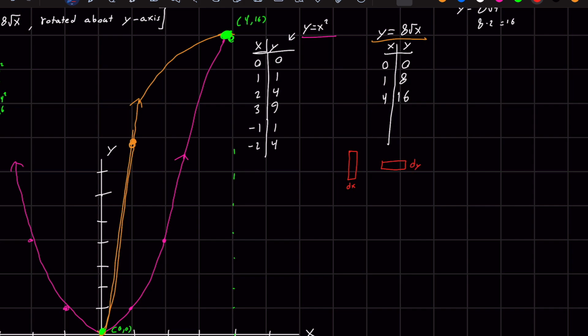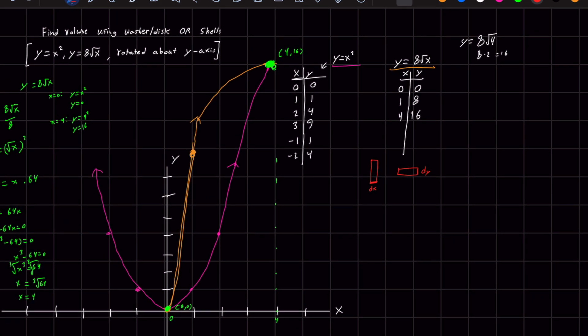If you forget which is which, just know that your dx means the thickness of your rectangle is going in the x direction. See, it's going in the x direction. This is the thickness of the rectangle going in the y direction. So this rectangle is dy, this rectangle is dx.